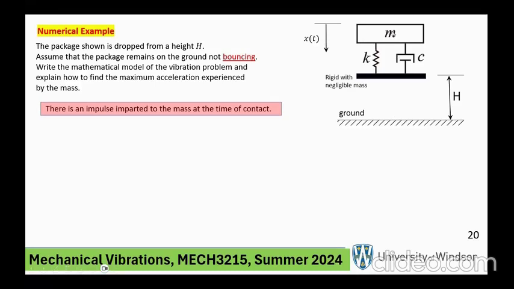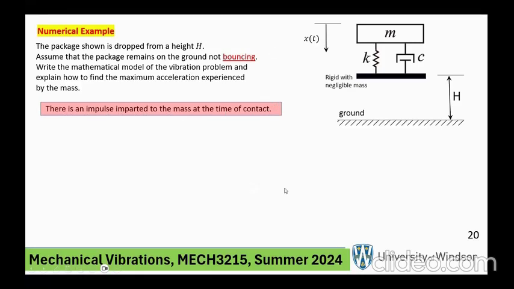Now, it's not obvious what this is. There is an impulse imparted to the mass at the time of contact, okay? But it's not obvious what that thing is. And as part of this, it says find the maximum acceleration of the mass, but we'll do that later on.